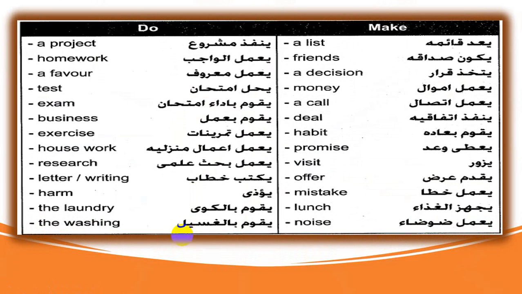We have here do and make. We should use these nouns with do and these nouns with make. You can take a screenshot to revise them. Do project, do homework, do a favor, do exam, do housework, do harm, do laundry, do washing, and so on. Make a list, make friends, make a decision, make money, make habits, make a promise, make a visit, make a mistake, make noise, and so on.